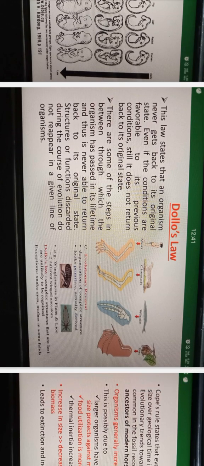This law states that an organism never gets back to its original state. Even if the conditions are unfavorable compared to its previous conditions, still it does not return back to its original state. There are some steps in between which the organism has passed through in its lifetime, so it is never able to return back to its original state. Evolutionary reversal.